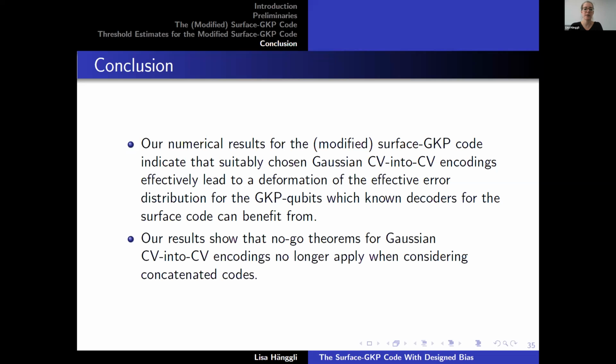And in particular, our results also show that no-go results for Gaussian CV-into-CV encodings, saying that encoding bosonic modes into other bosonic modes by means of a Gaussian unitary cannot be beneficial, no longer apply when considering concatenated codes.